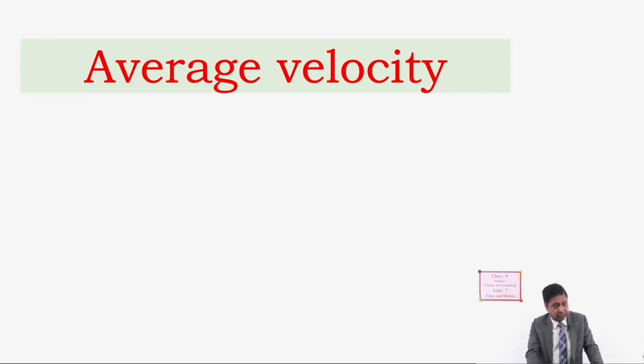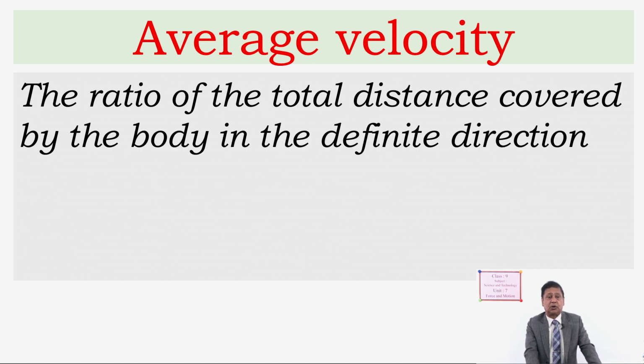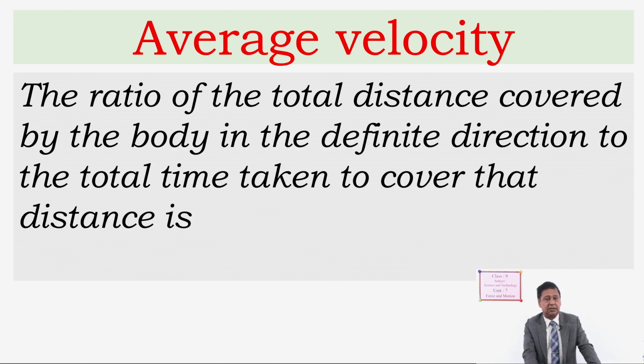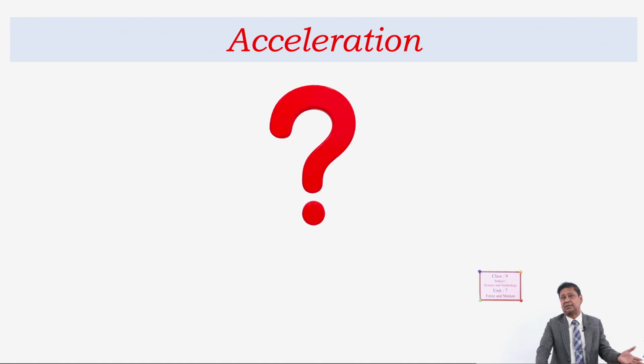We can define it this way: the ratio of the total distance covered by the body in a definite direction to the total time taken to cover that distance is known as the average velocity of that body. This is a very simple definition. Now it is time to talk about another type of motion, that is called acceleration. Look at this. What is acceleration? Do you know what acceleration is? It was taught in lower classes also.